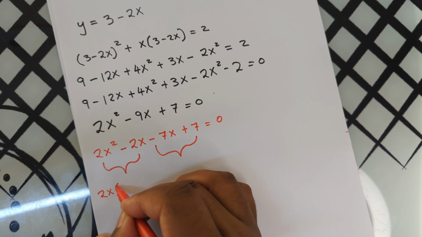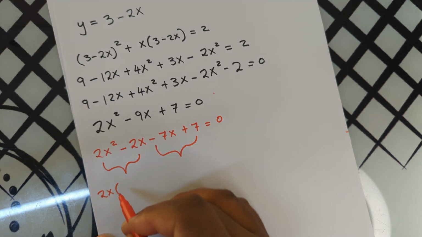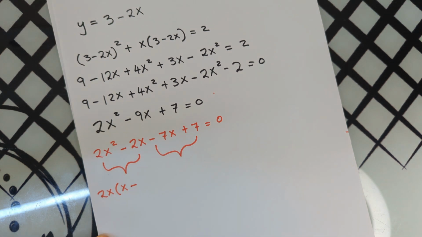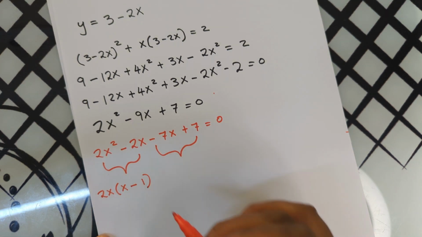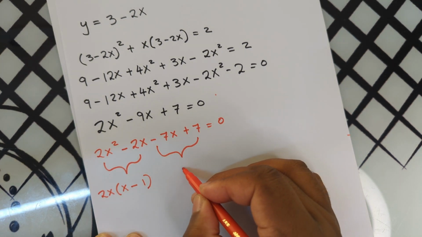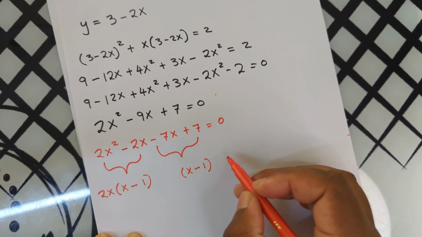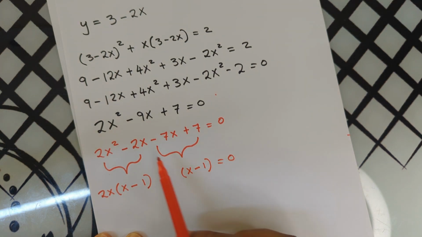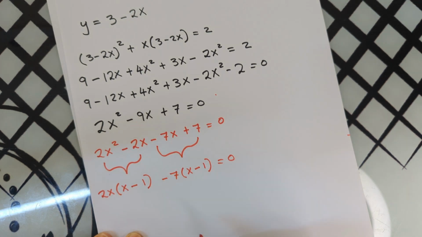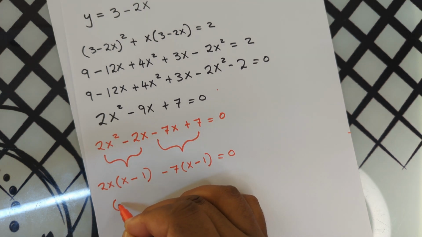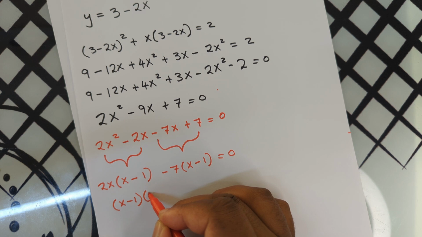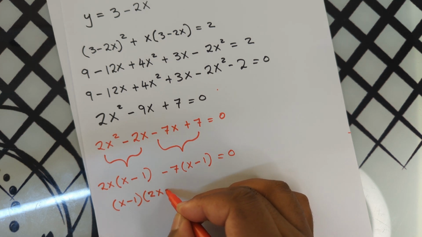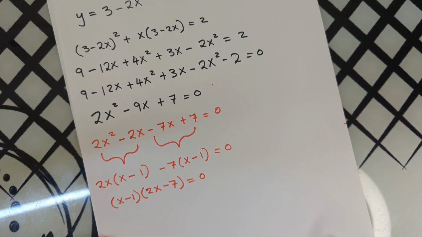So 2x is a common factor between 2x squared and minus 2x, and inside the bracket we're going to remain with x minus 1. The second bracket also has to be x minus 1 if it is possible to factorize this, and our common factor will be negative 7. Negative 7 multiply x, that's negative 7x. Negative 7 multiplying negative 1, that's positive 7. And completing the factorization gives us x minus 1 multiplied by 2x minus 7 being equal to 0.